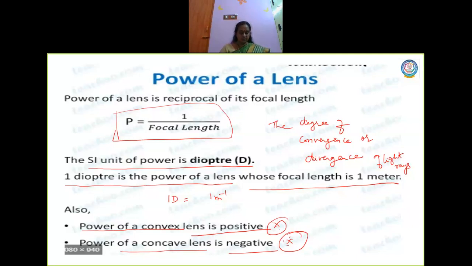Okay? And in your textbook, after all these things, they have given the differences between convex lens and concave lens, which is also a very important question. So that is on page number 23 in your textbook. I want you to learn that also, children. What is the difference between convex lens and concave lens?